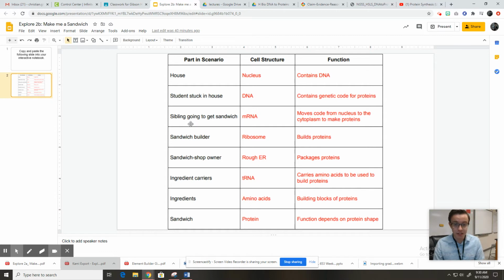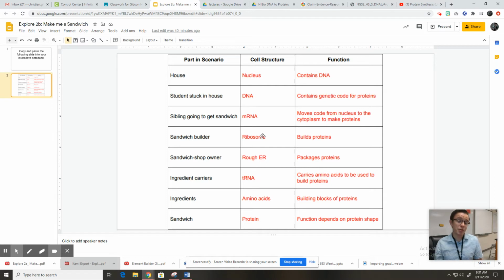So what it does is it goes to the DNA, finds the gene, finds the recipe for exactly what protein needs to be made, copies that down, and then takes that message out of the nucleus. So it moves the code from the nucleus to the cytoplasm to make proteins, okay? Now, our sandwich builder, the person who is making the sandwich, or in real life, we're looking at what makes the proteins. Well, that would be the ribosome.